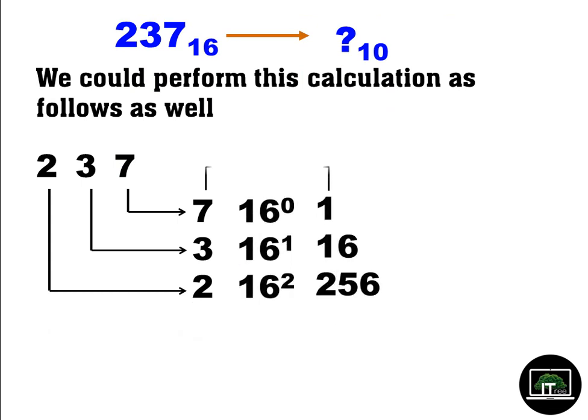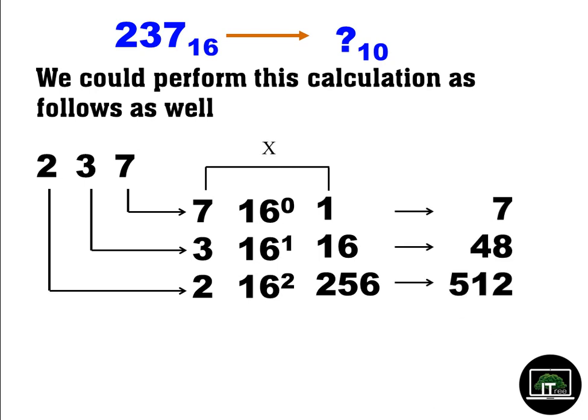When you multiply these things together, then you get 1 by 7 is 7, 16 by 3 is 48, 256 by 2 is 512. Then you add together, it is 567.